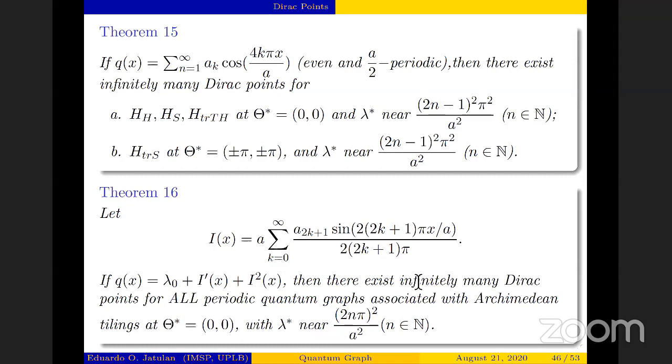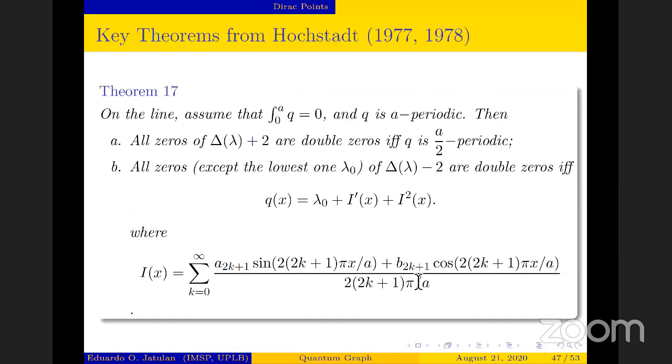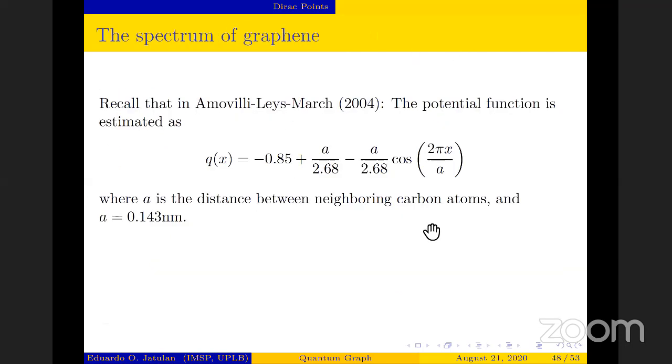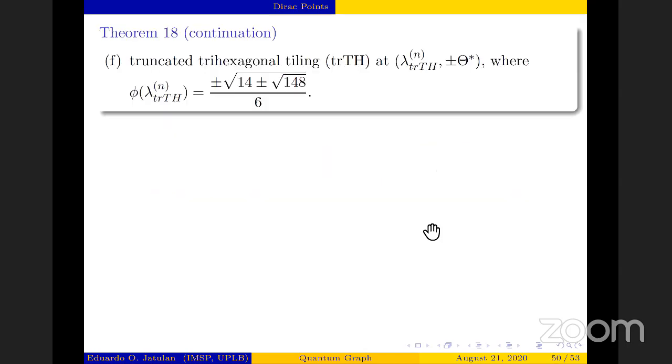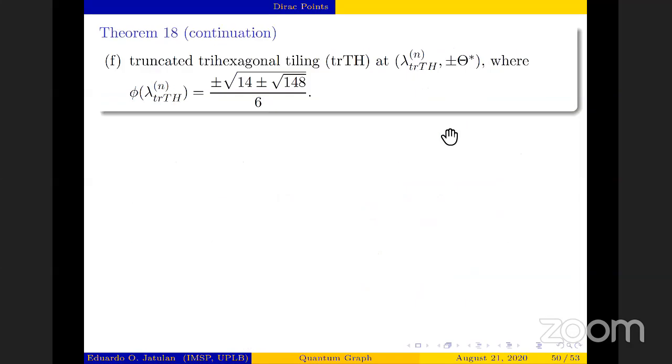Yeah. And we use this key theorem, actually, a classical theorem from Korotyaev, to use that one. I think skip this. And we also have some Dirac points for all even potentials. Yeah.